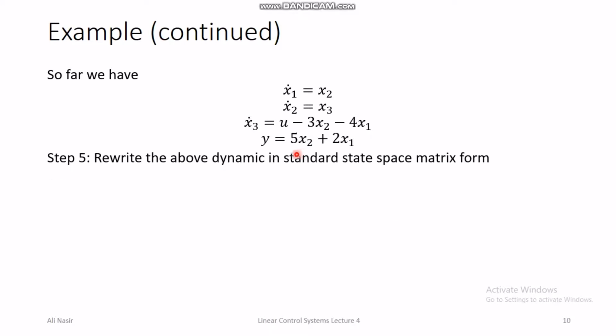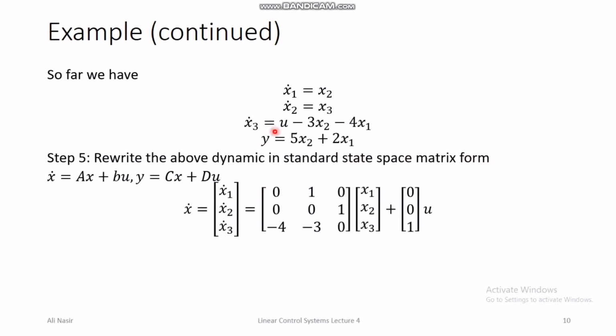So rewrite the above dynamic in the standard state space matrix form. If you rewrite this, x1 dot is 0 times x1 plus 1 times x2 plus 0 times x3 plus 0 times u, similar to before. This whole thing is exactly the same as before. The only difference is, instead of y being equal to 1 times x1 plus 0 times x2 plus 0 times x3, this time y is equal to 2 times x1 plus 5 times x2 plus 0 times x3.